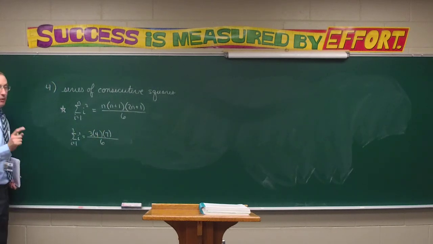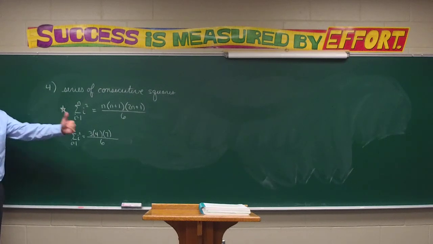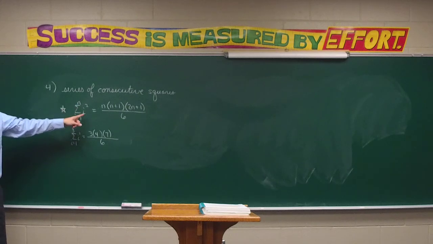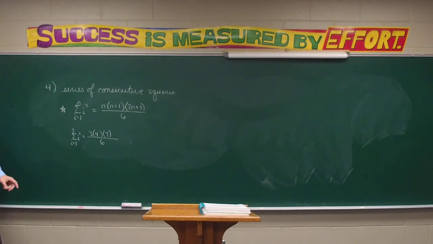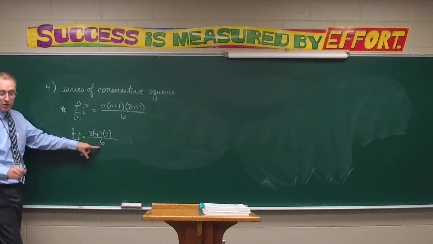Now again, here's the key. If you add integers, you always get an integer. You never get a fraction. If you add squares of integers, the square of an integer is always an integer. So if you add squares of integers, you always get an integer. This must cancel. If you cannot cancel the 6 away, you've done something wrong.